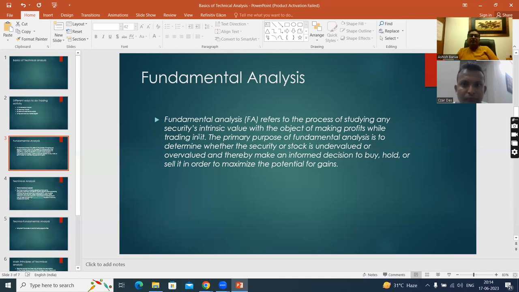So fundamental analysis refers to the process of studying any security's intrinsic value, with the objective of making profits while trading in it. The primary purpose of fundamental analysis is to determine whether the security or the stock is undervalued or overvalued, and thereby make an informed decision to buy, to hold, or to sell it in order to maximize the potential for a gain. Fundamental analysis is a huge, huge thing.